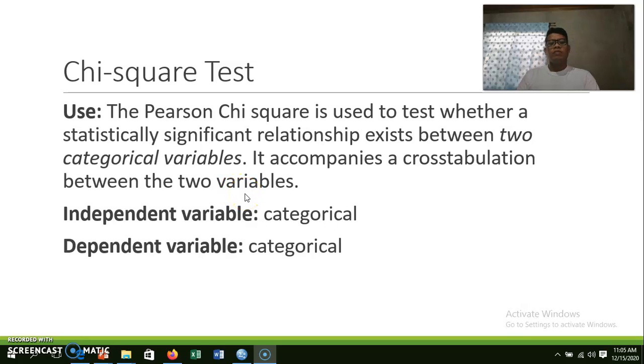So you have to take note that both the dependent and independent variables must be categorical data. And this is to test the relationship between two categorical data. So the independent variable must be categorical data, while the dependent variable is also categorical data.